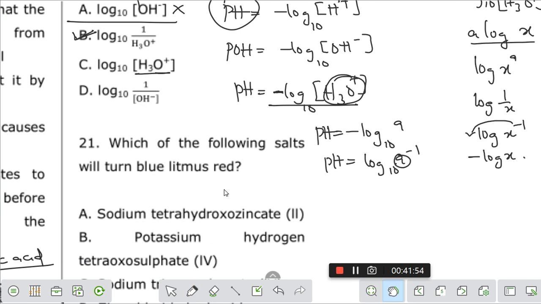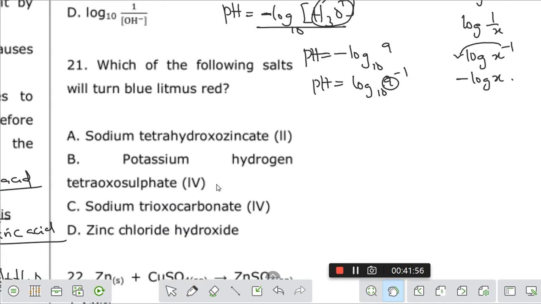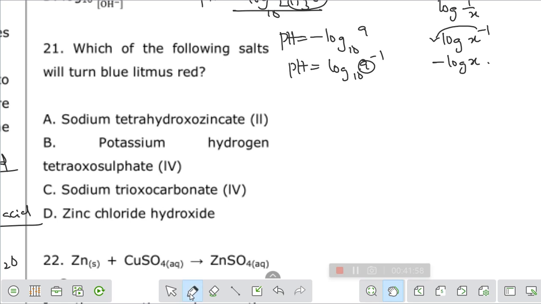Which of the following salts will turn blue litmus paper red? Of all these salts that you see here, only one of them is an acid salt. Look at the salts. Which of them do you think is an acid salt? Anything that will change blue litmus paper to red means that thing is acidic, right? Now look at the options. Which of them do you think is an acidic salt?